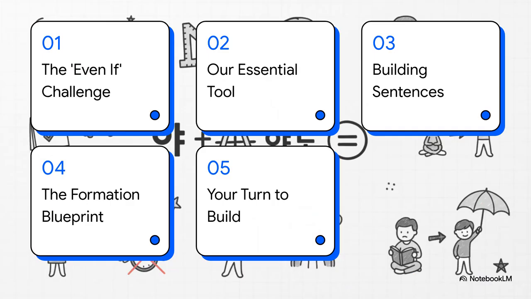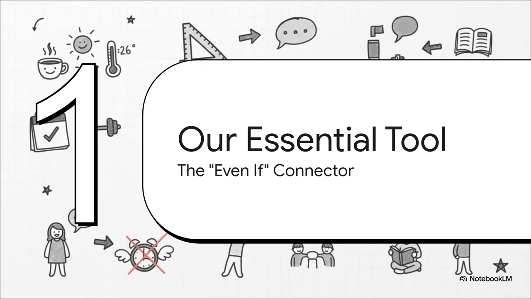And here's our game plan, our blueprint for today. First, we'll look at that "even if" challenge. Then, we'll grab our essential tool, which is 아도/어도. After that, we'll build some sentences, check out the formation blueprint, the rules, and then it's your turn to build. Simple, right? Let's do it. Okay, so first things first. Every great architect needs the right tools in their belt, right? So let's open up our grammatical toolkit and introduce the absolute star of today's show.